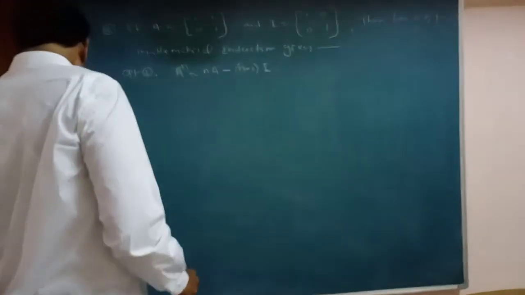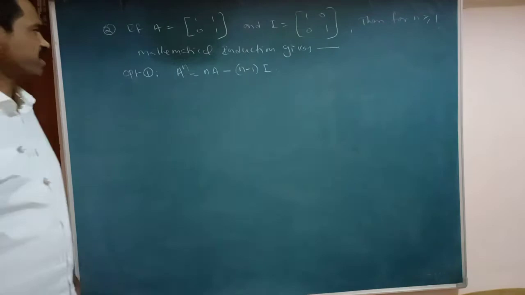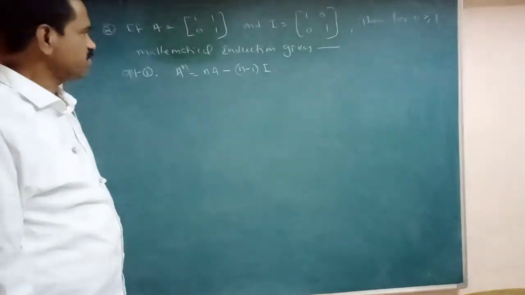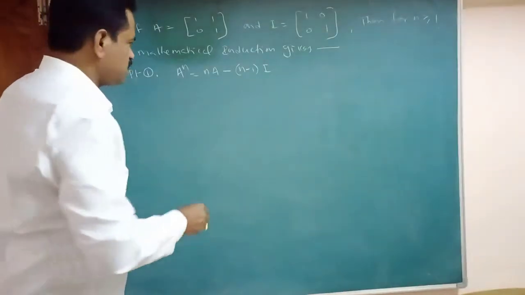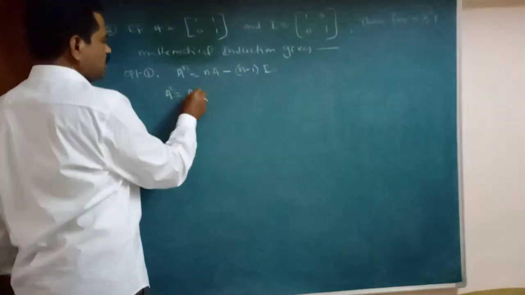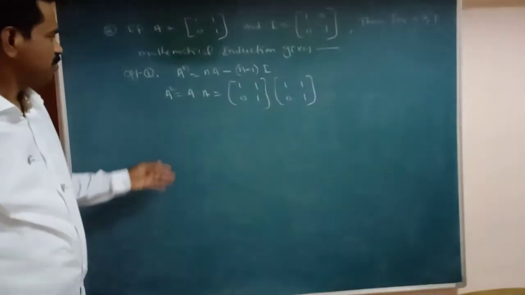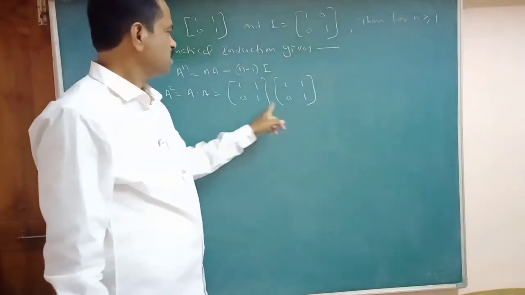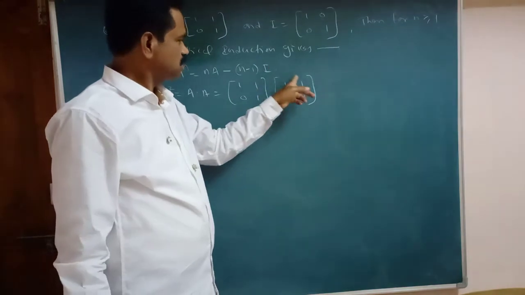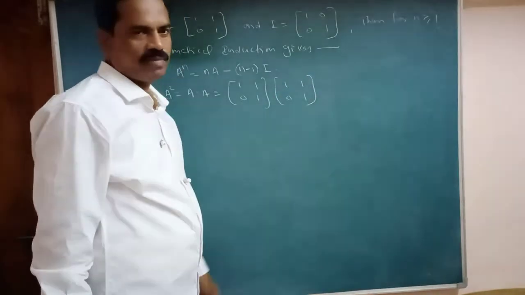First we will verify the first option here, A power n, LHS and RHS. If both are equal, the first option is correct. So A is given as [1, 1; 0, 1], and A square I am taking as A into A, that is [1, 1; 0, 1] into [1, 1; 0, 1]. In the product of matrices, we take the first row with the first column, first row with the second column, second row with the first column, second row with the second column, and multiply like this.